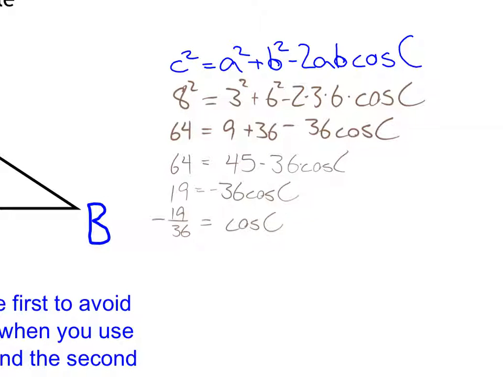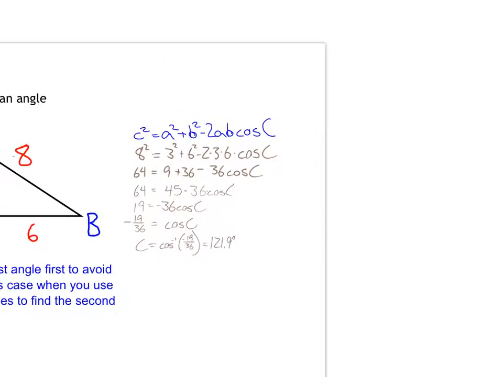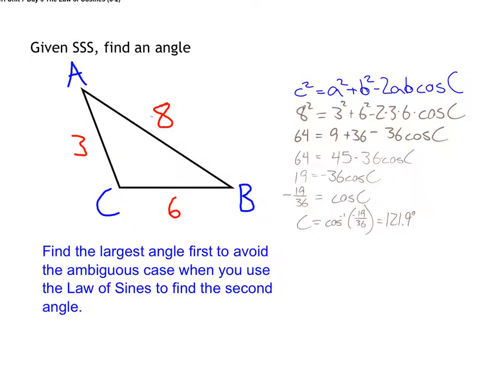So now we do the inverse cosine. And C is the inverse cosine of a negative 19/36. And we got 121 point what? 585. 0.85, okay. So let's round, we're gonna round our angles to 1 decimal place, okay? That'll be sufficient here. So 121.9 degrees, okay?